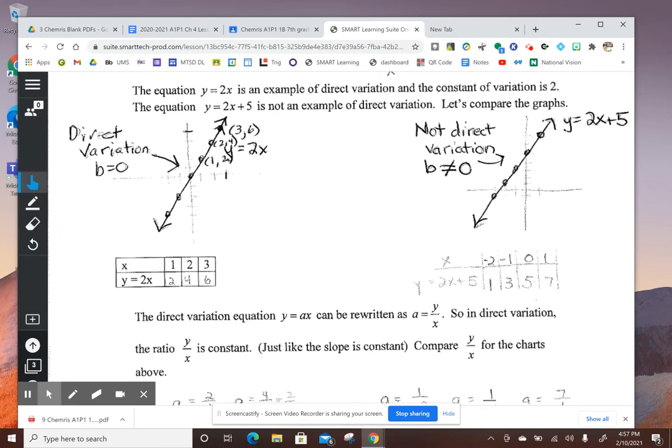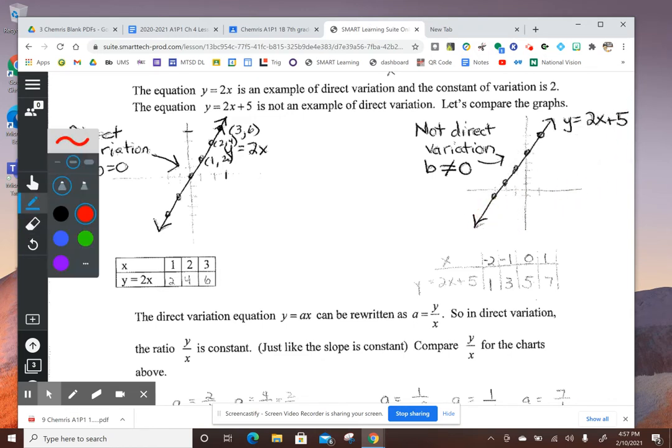Notice the one that is direct variation, y equals 2x, where b is 0, goes through the origin. And the one that was not direct variation, where b was not 0, here's the origin. The line does not go through it. Okay? Now, we're going to look at some charts of those two graphs.